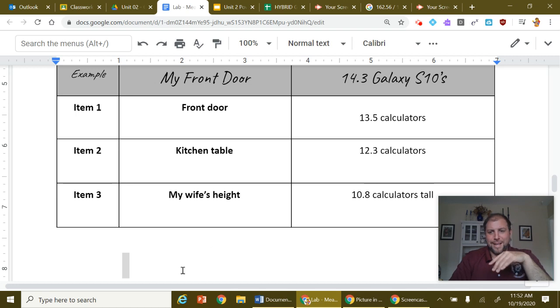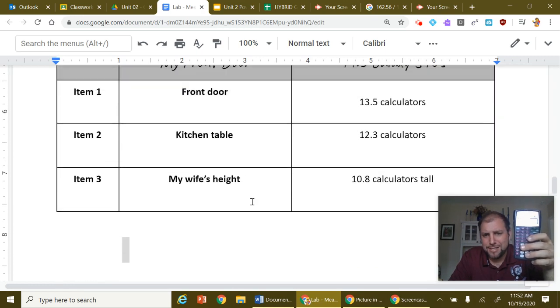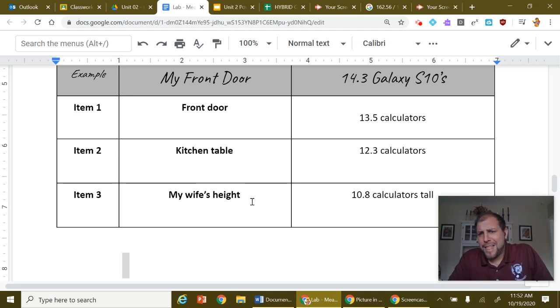Hide that. Okay, guys, so now the last part of the lab is doing the calculations. I chose my reference object, whose dimensions I knew. This calculator, which I was able to find out using a ruler, was 15.21 centimeters long. Next, I used this calculator to measure the height or length of three different things around the house. I measured the height of the front door, the length of my kitchen table, and the height of my wife in calculators.